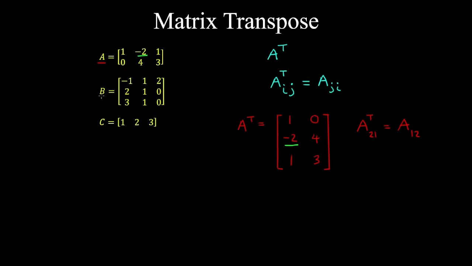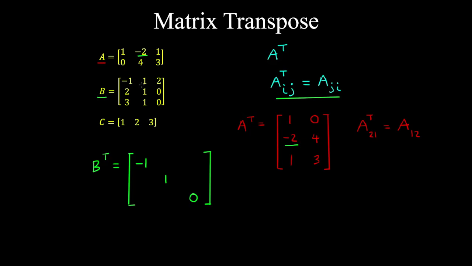Now for the special case of a square matrix, if we take the transpose of B, then the elements on the main diagonal remain the same. So for our square matrix here, all we do is swap the symmetric elements above and below the diagonal, according to our equation here for the transpose.